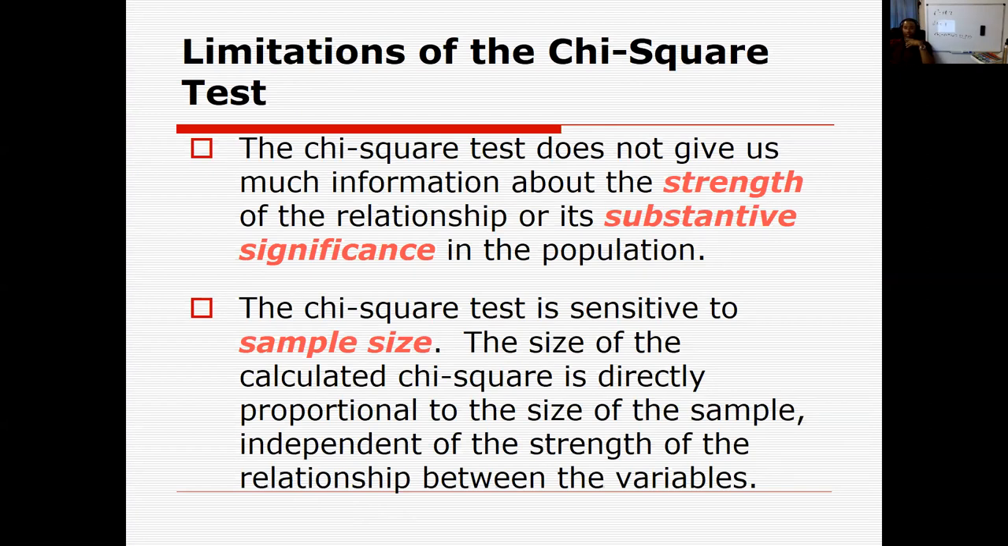Now, another problem with the chi-square test is that it's sensitive to sample size, okay? How sensitive to sample size is the chi-square test? Well, it's actually directly proportionate to the size of the sample. And that's of course independent of the strength of the relationship between the two variables.